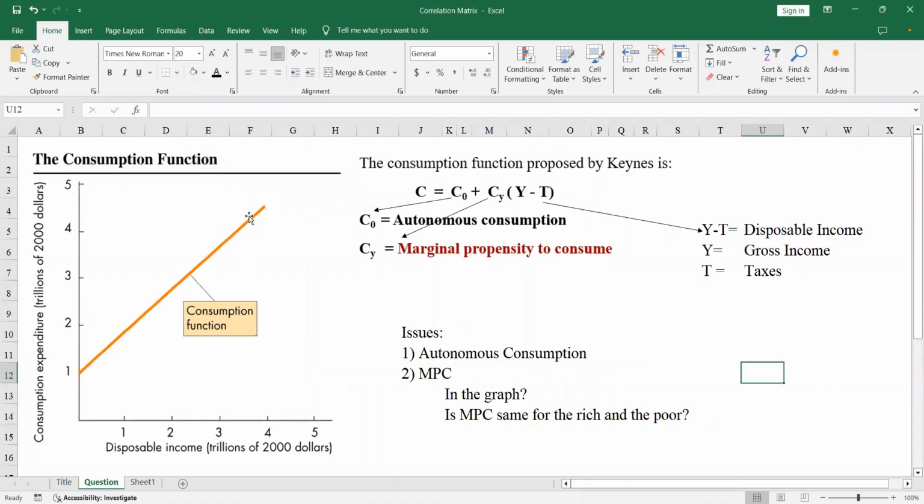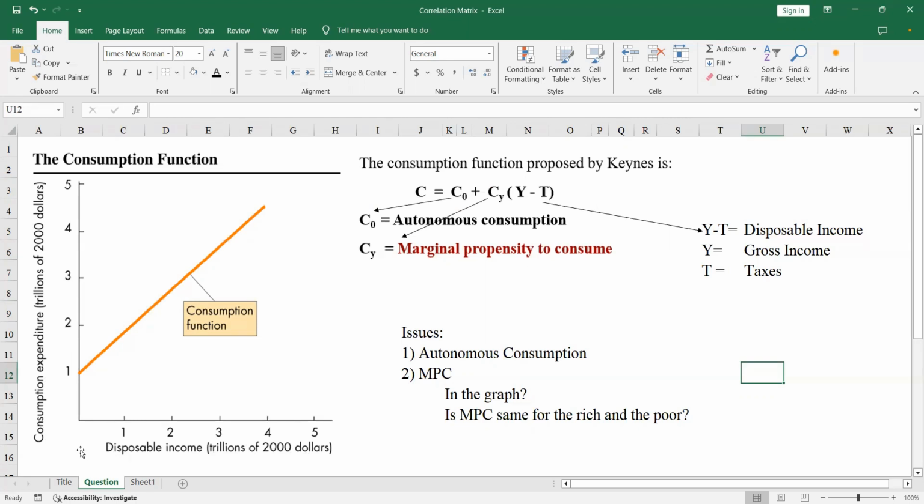So over here on the left-hand side, I have the consumption function. What you can see is the consumption function has the disposable income on the x-axis and consumption expenditure on the y-axis. The disposable income is the difference between your gross take-home income and your taxes or any other subtractions that are made during that period.